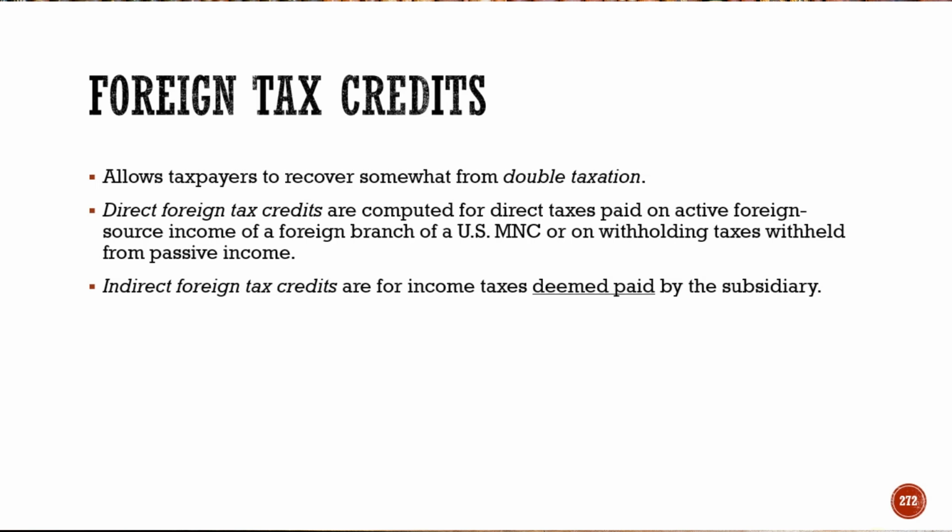Foreign tax credits allow taxpayers to recover some, not all, a little bit, dribbles, from double taxation. Direct foreign tax credits are computed from the direct taxes paid on active foreign source income of a foreign branch of a U.S. multinational corporation, or withholding taxes withheld from passive income. An indirect foreign tax credit is for income taxes deemed paid by the subsidiary. Now, all of these different taxes that are out there, you're going to learn more about in accounting or tax law.